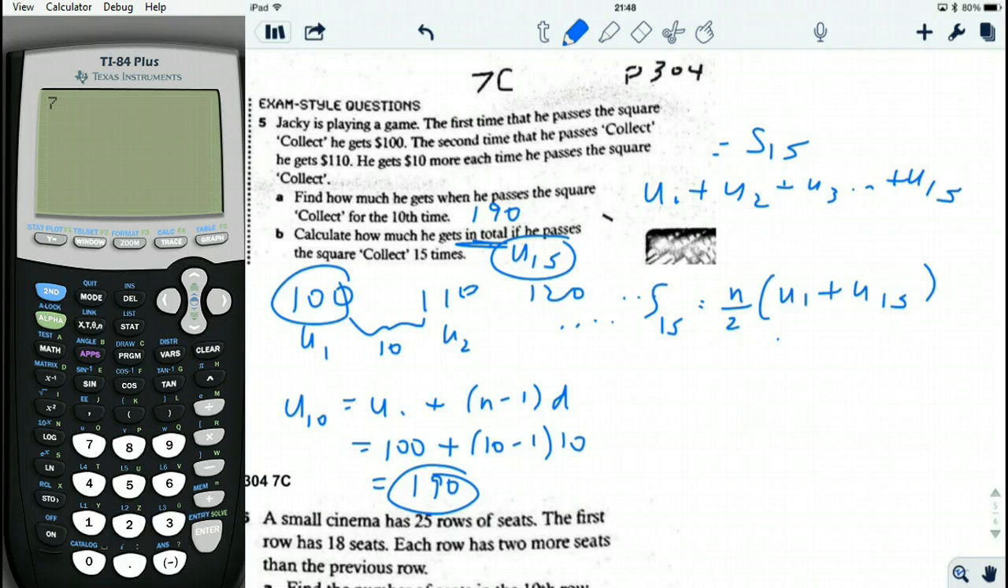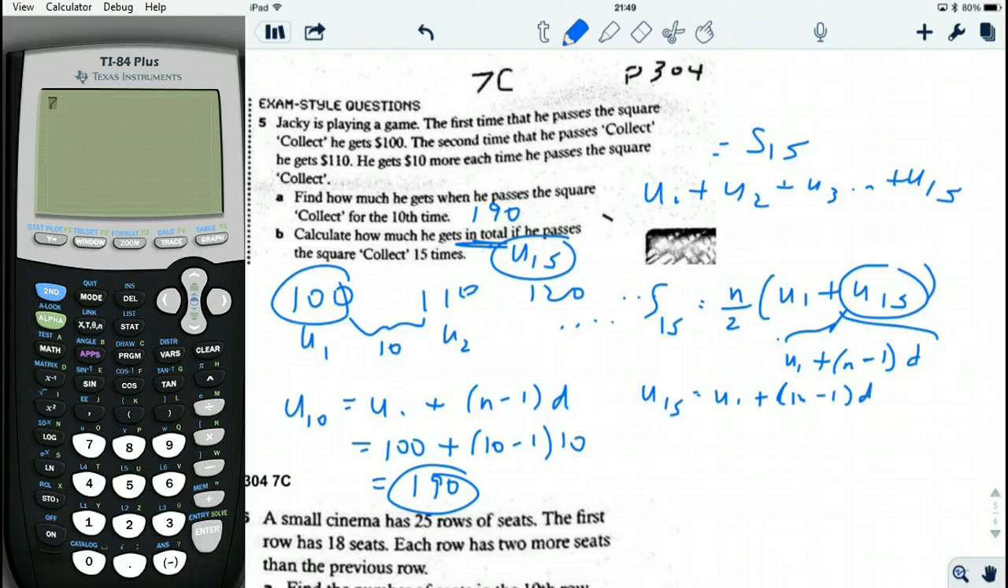Or you could also write that, you could expand U15, and instead of U15 you could write U1 plus n minus 1 times d, right? I think it's easier just to find U15 first and then you substitute it in. So what's U15? U15 equals U1 plus n minus 1 times d. U1 is 10, and n in this case is 15 minus 1, which is 14. D is 10, right? So that would be 200 and, no, I'm sorry. It would be 140 plus 10, which is 150. Okay, so U15 is 150.